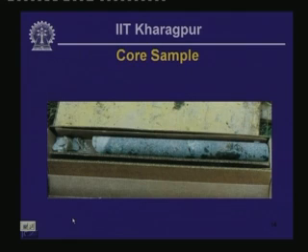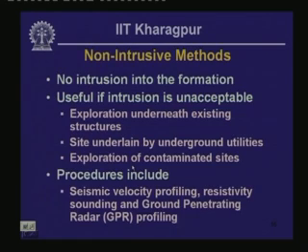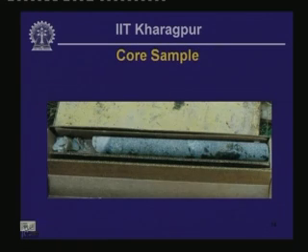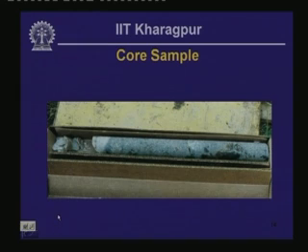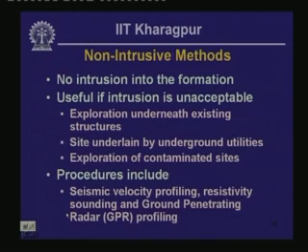Okay, this is an example of a core sample of a basalt. You can see that the discontinuities and joints are clearly visible on the sample itself. We are going to talk later about how to describe the discontinuities and the joint sets within such core samples. And this core sample is ready for transportation to the laboratory.